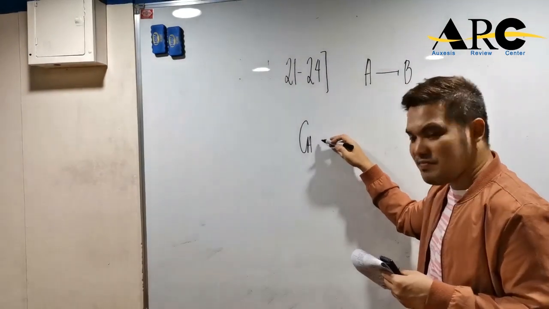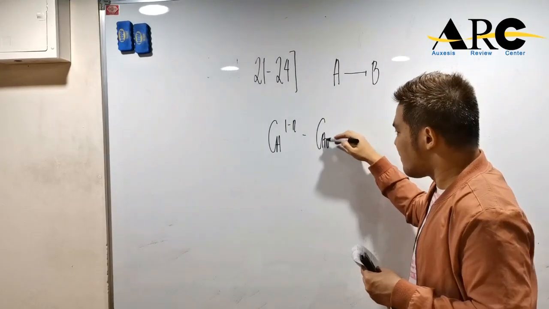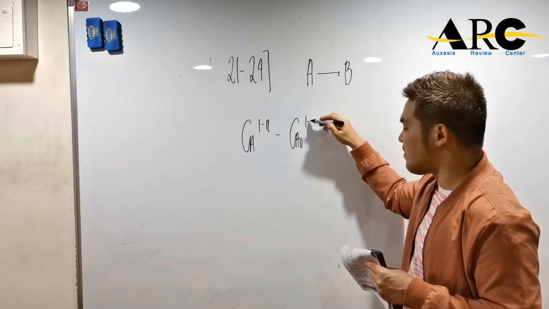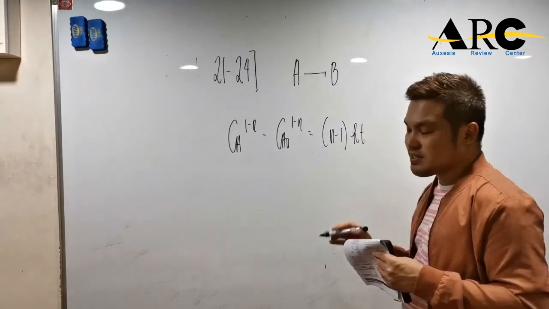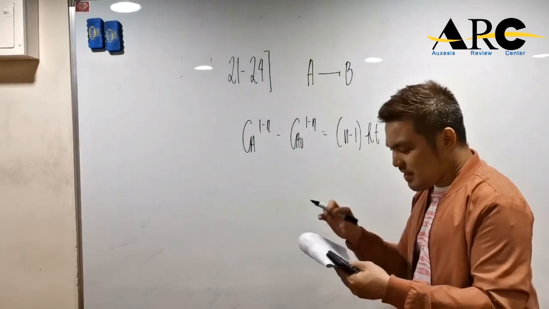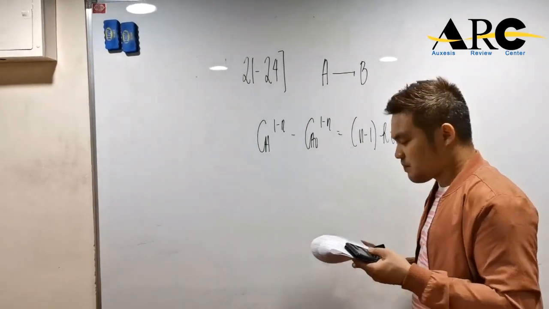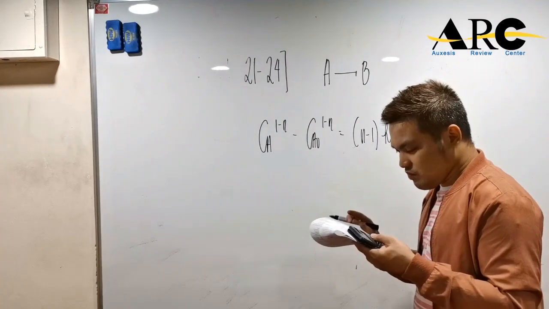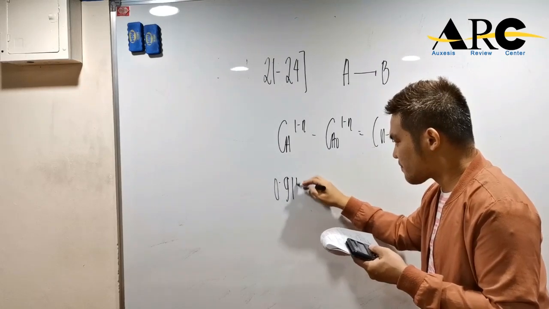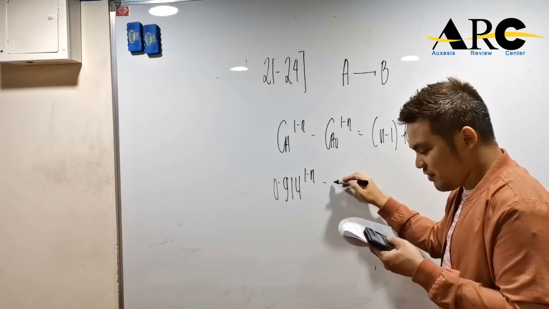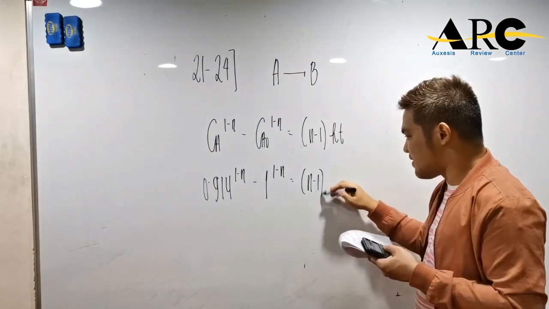So for nth order, CA raised to 1 minus n minus CAO raised to 1 minus n equals n minus 1 times k. So, mamili lang tayo dito ng dalawang points. Okay lang yun. Tignan natin. Kapag ang CA natin is 0.914, CAO natin is 1, so n minus 1 times k.